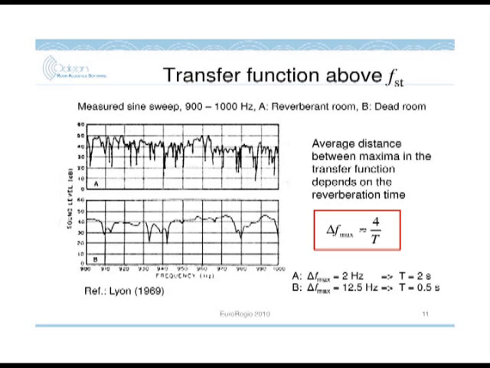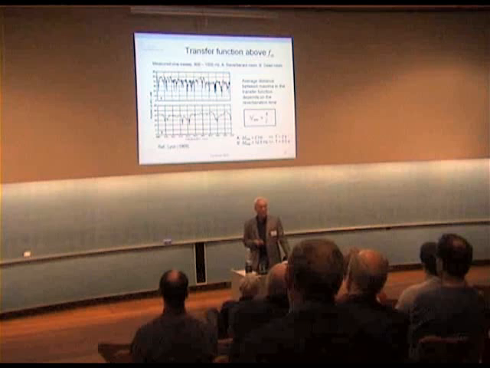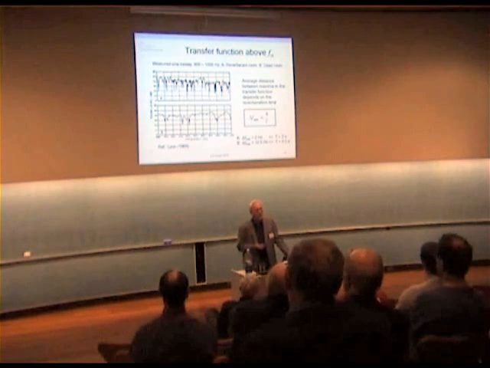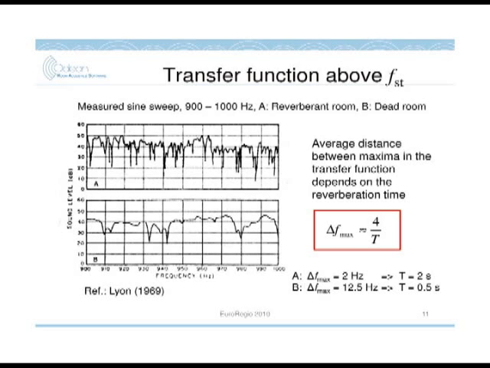And if you do that in a reverberant room, you will have the upper curve, where you have a short distance between the peaks in the transfer function. But if it is a dead room with short reverberation time, there will be much longer span between the peaks. And approximately the difference between the peaks is 4 divided by the reverberation time.